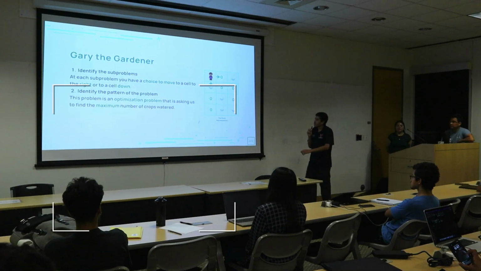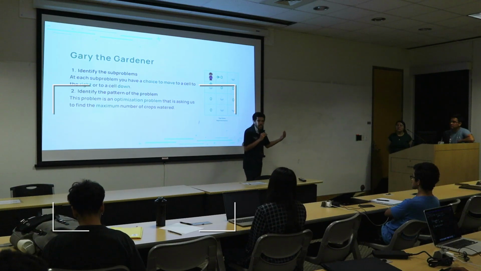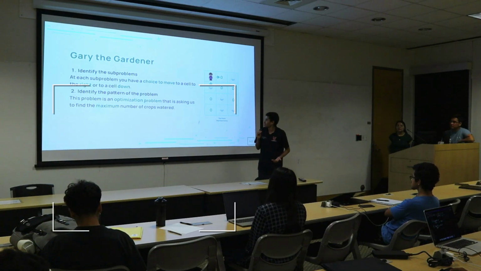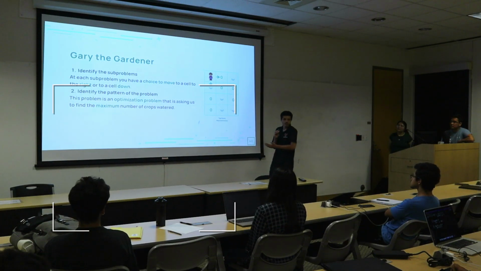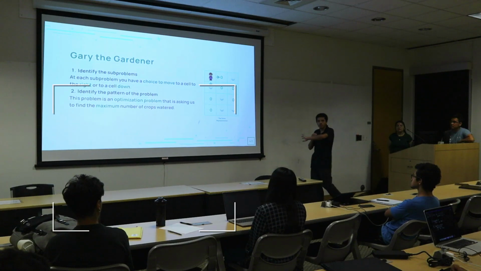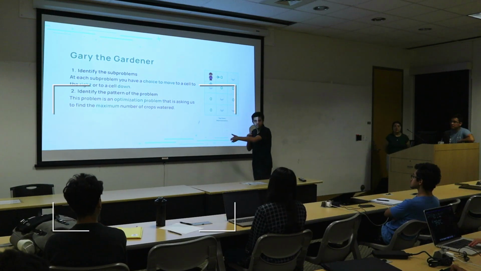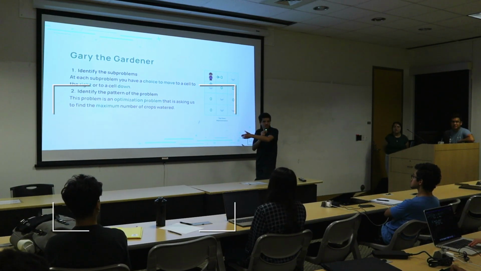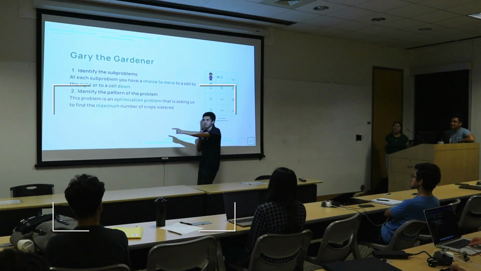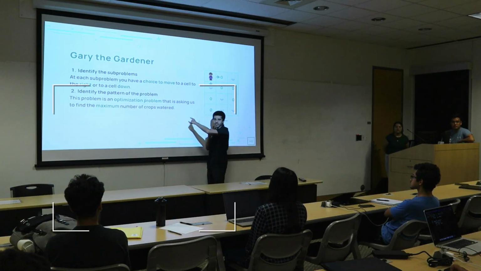And then you're going to identify the pattern of the problem. What type of problem was this? Optimization, because it said give us the maximum number of plants that can be watered. So you'll use the maximum function. And now, does anyone want to guess what that formula would look like? Don't worry what's on the left. The left is just like MC of ij equals, what would the function be? If we have an optimization problem that wants us to find the maximum number of crops watered.